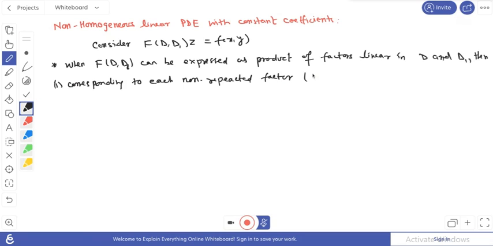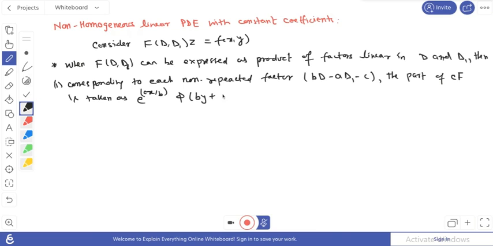Okay, if we write in this form, our factor is, suppose, in this form, then the complementary part, the part of CF, is taken as e to the power cx over b, and phi of by plus ax, if this b, the d by dx term, is non-zero.